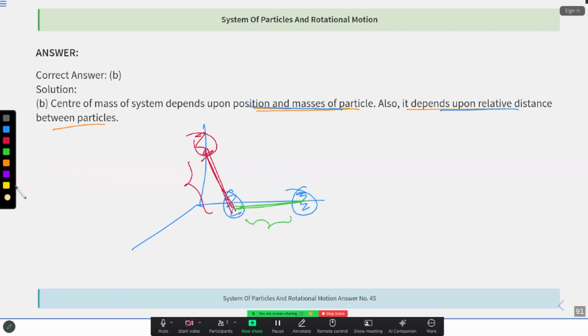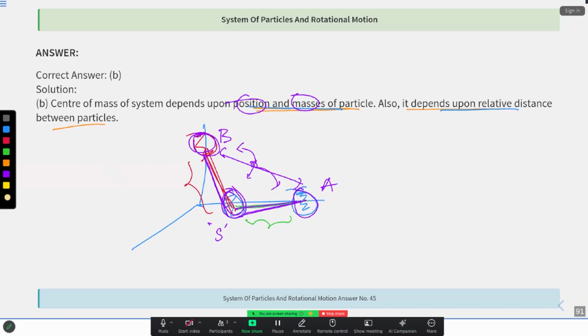And what is the relative distance? That is how far this particle is from this particle, and how far this particle is from that particle. So let's say this is particle B, this is particle A. Depending upon particle B and particle A, my center of mass will be shifting somewhere, right? If this mass is getting bigger, my center of mass will shift over that side. If this is getting bigger, this will shift over here. Understand this thing? So this is relative position. Mass I've already told, position I've already told, and relative distance is the distance between this particle and that particle.